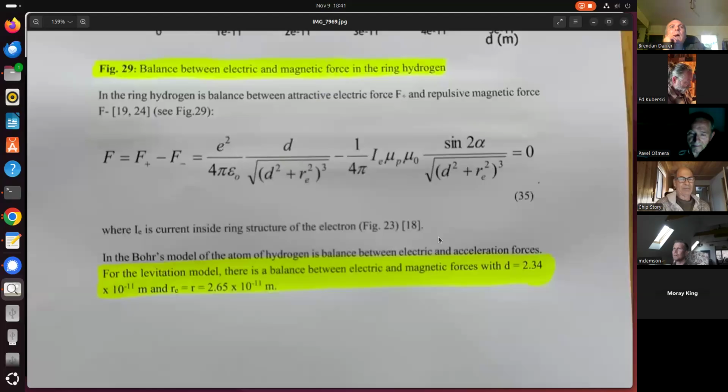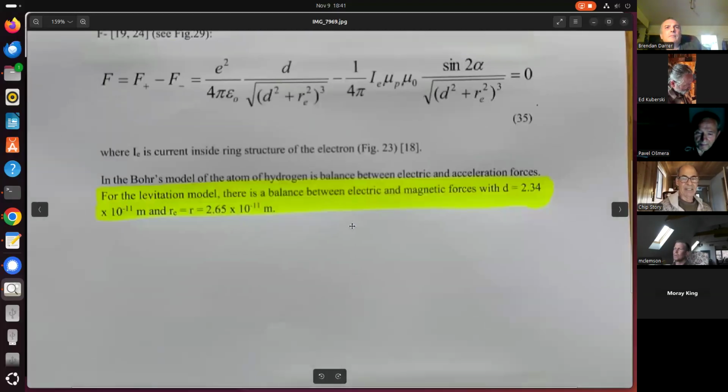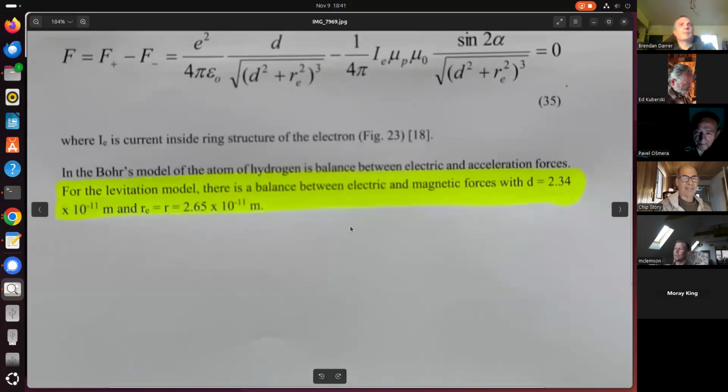Okay, so big equation. We have elements, force, electron, distances. Pi is always in the mix. Some trigonometry, geometric algebra, the sine of 2 alpha on the end of it. All right, where I sub B is current inside the ring structure of the electron. I sub E. Yeah, the current inside the ring structure. So that's why pi gets involved.